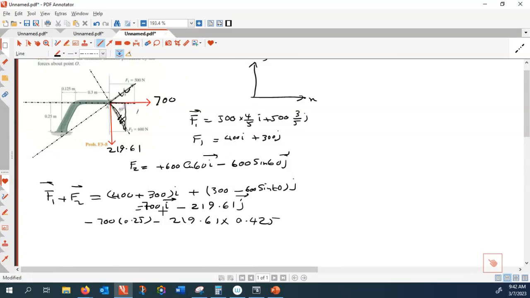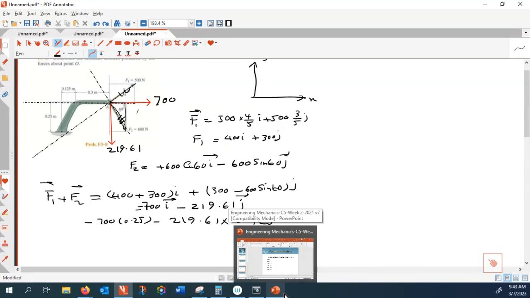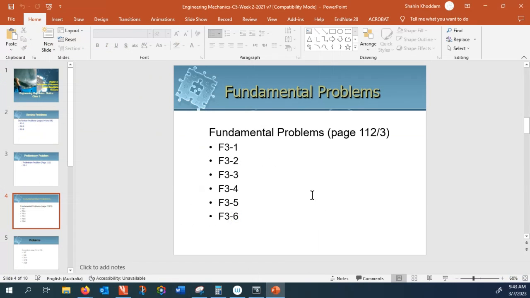Yeah, you're right. That has to be positive. Yeah, this is positive. 700 is making, yeah, clockwise, negative. You're right. So 700 with respect to the O makes clockwise, negative. 219 again makes a clockwise, that is negative too. Questions? No question, let's move on.